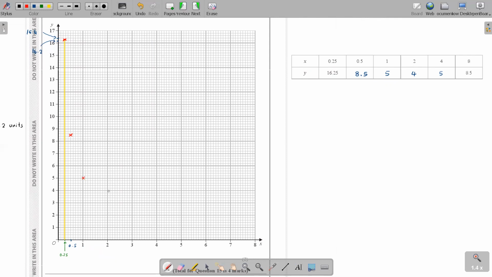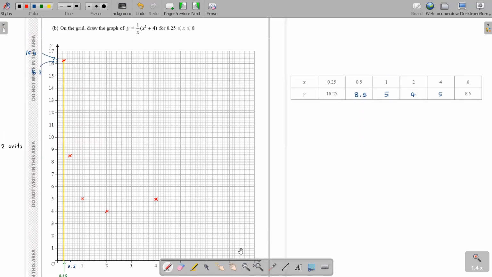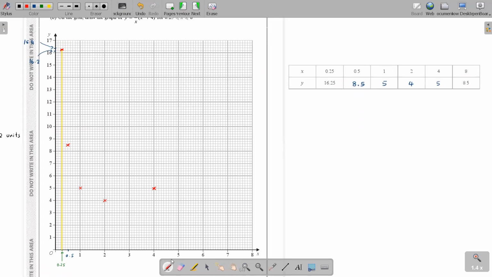2, 4. X is 2, y is 4. Next one, 4, 5. So 4, 5 is over here, right? Next one, 8, 8.5. So 8, 8.5 is above over here. 8.5 comes like over here, right?